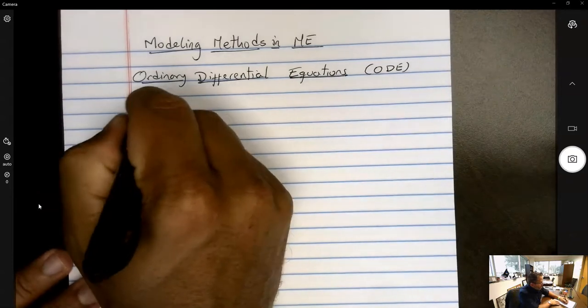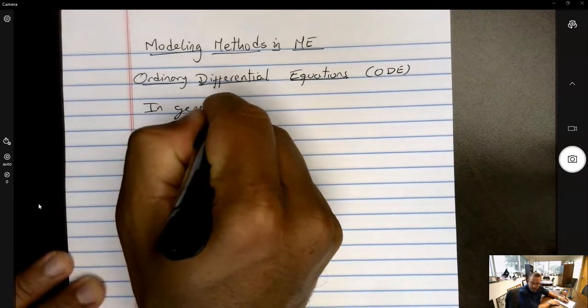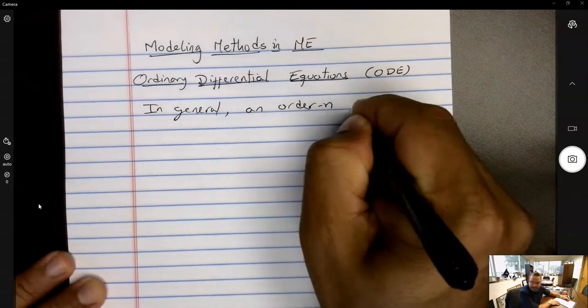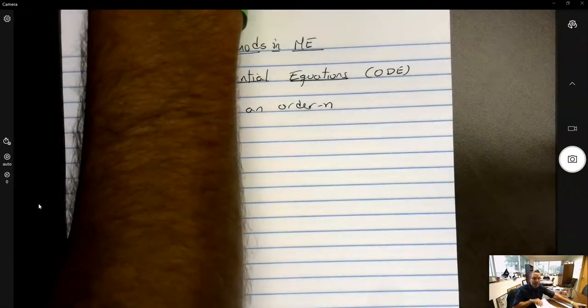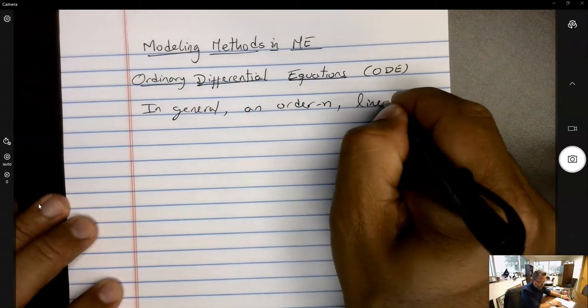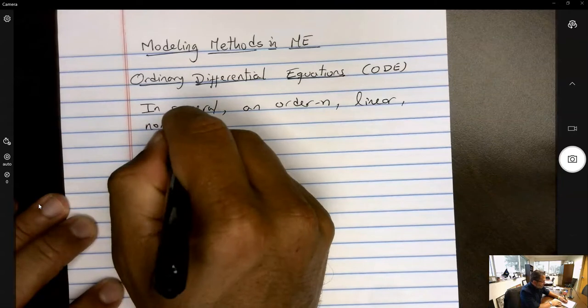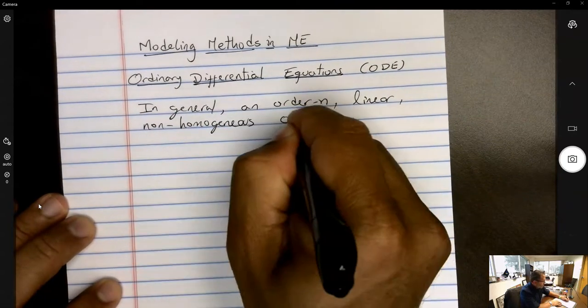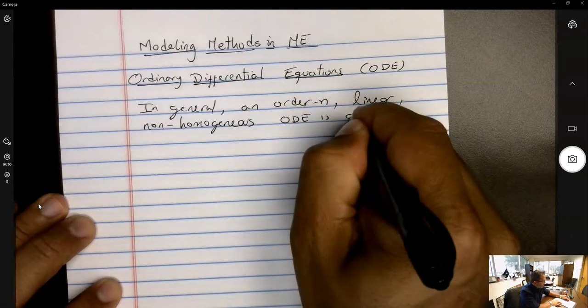So, in general, an order n, linear, non-homogeneous ODE is given as follows.